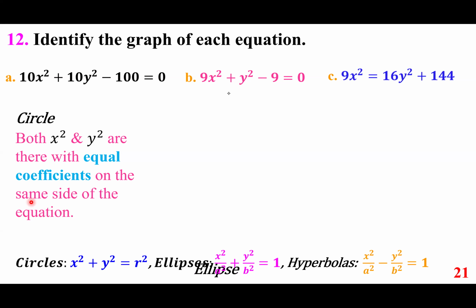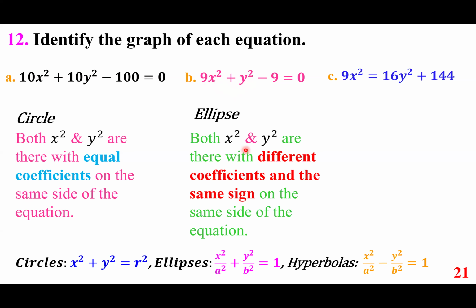This one is an ellipse. Why is that? Again, we have x squared and y squared, and they both have a positive, the same sign, but they have different values. So both x squared and y squared are there with different coefficients and the same sign on the same side of the equation. But the value for the coefficients, although positive, they are different, as long as they have the same sign.